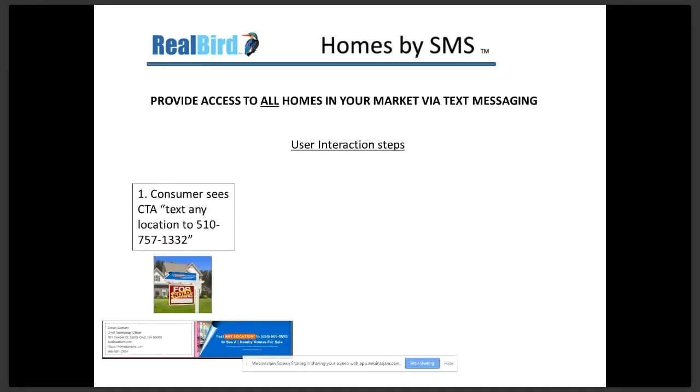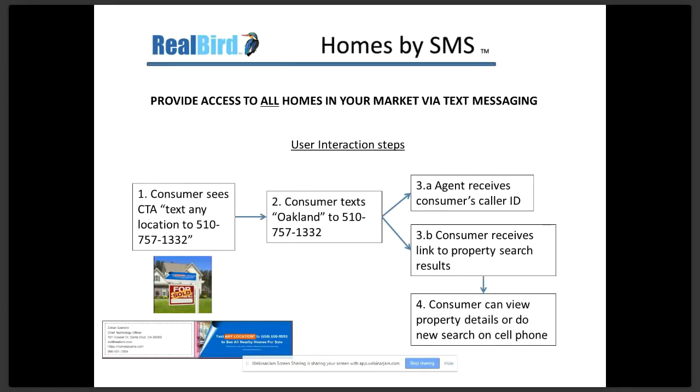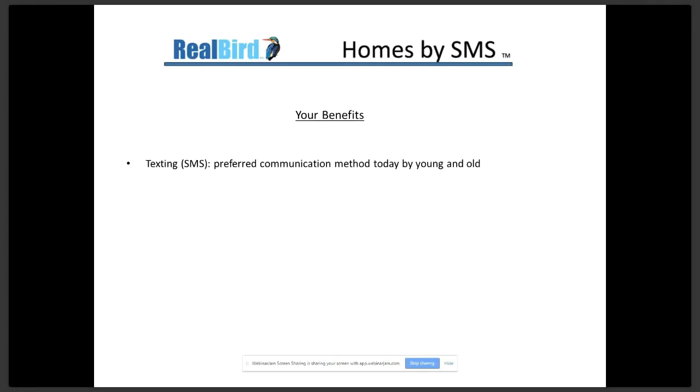So to recap, here is what happened. First, the consumer has seen on the street a sign. The consumer takes the cell phone out and sends a text. That text contains the location. The agent receives the caller ID of the consumer, and the consumer receives back the link to the property search with the listings for that particular location. The consumer can view the property details, and you can call them and follow up and make him a great client of yours.